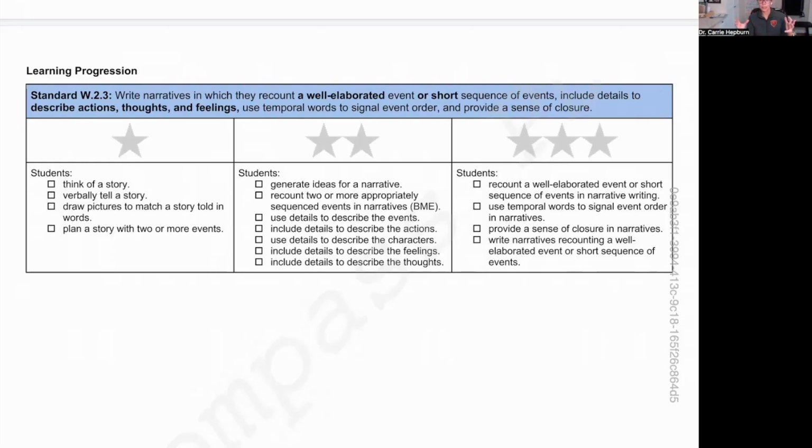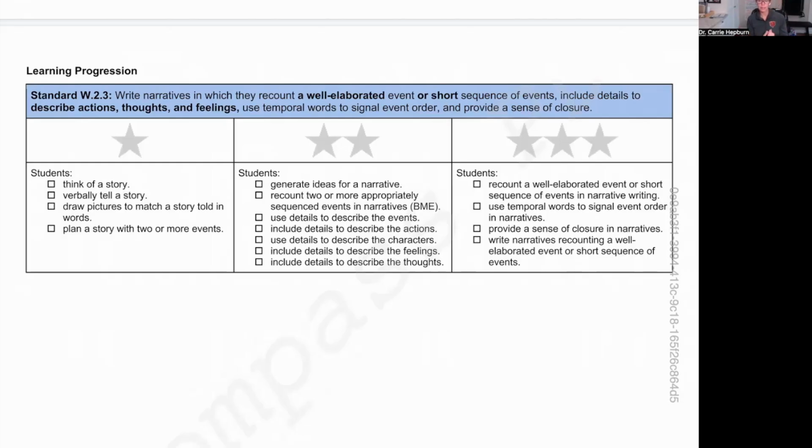So I'm working on second grade opinion, or not opinion. Opinion was the other day. I'm working on second grade narrative unit, and so I'm going to quickly show you how I'm kicking this off. All right. So the first place that I start are in the comprehensive standards guides.